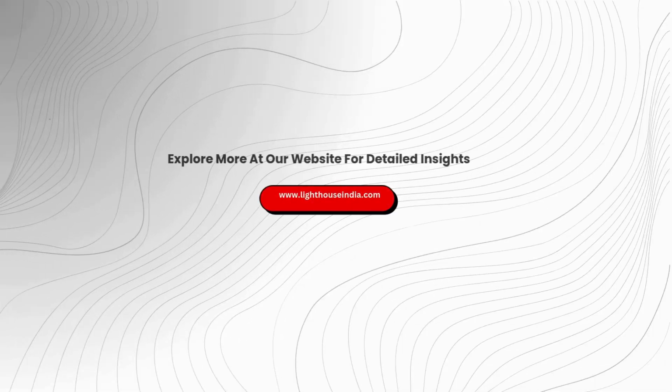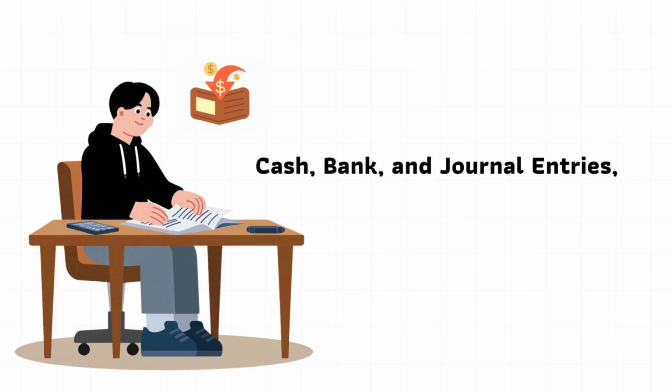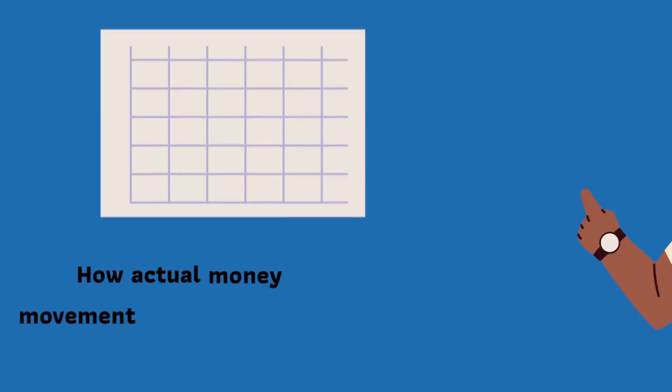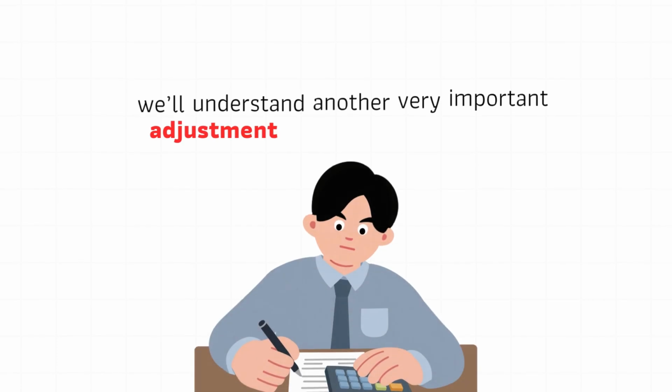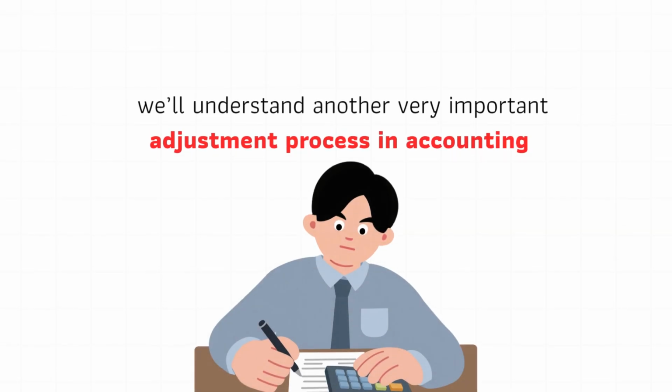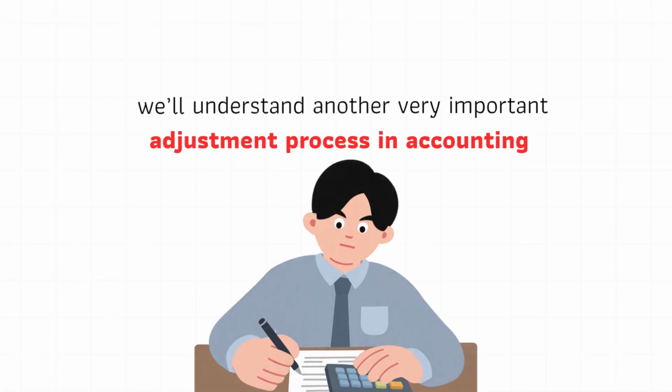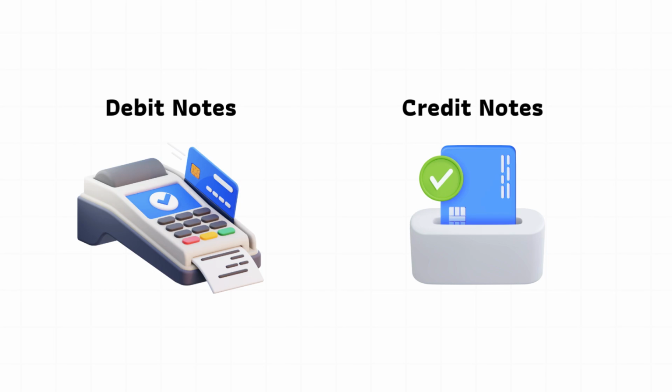In the previous video, we completed accounts, journals, cash, bank, and journal entries, where we learned how actual money movement is recorded in the system. Today, we'll understand another very important adjustment process in accounting: debit notes and credit notes.